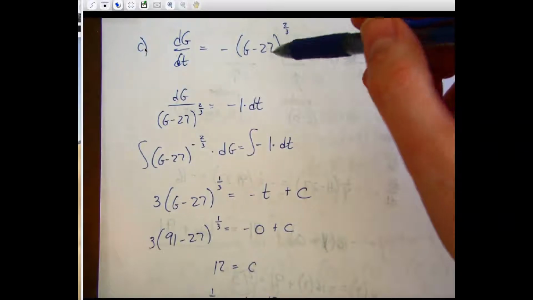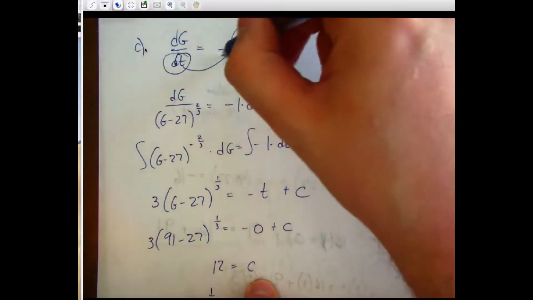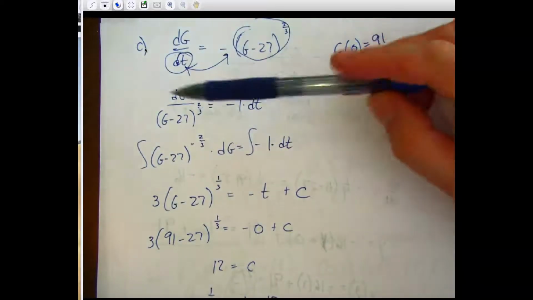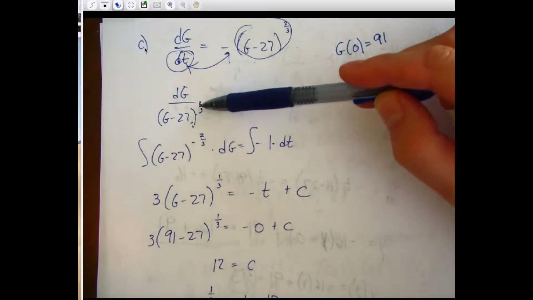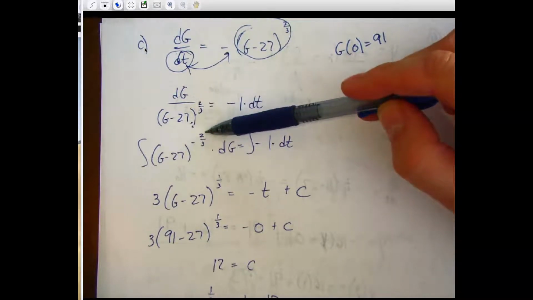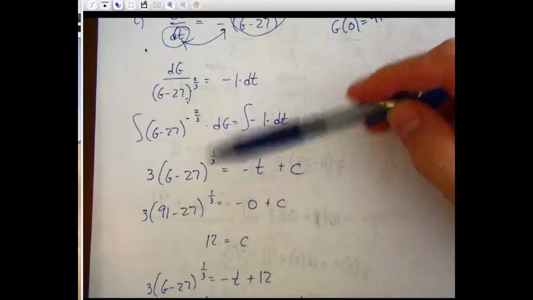So I started off by just exchanging those two guys. So it gets me to here. Then I brought up the g to the minus 27, so it's to the negative 2/3 because I don't want it on the bottom, equals -1. And then I integrated both sides.